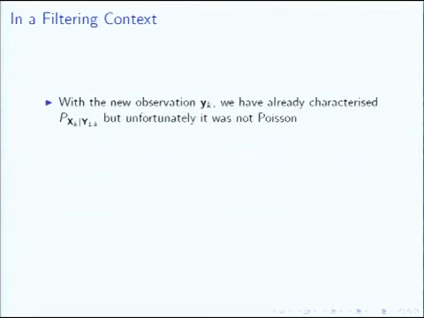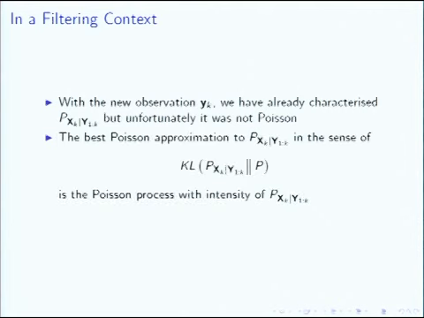Things fall apart a bit when you actually go to the update step. With the new observation yk, we've already characterized what the posterior distribution is. That was given by the result before, and we saw it is a superposition of two independent point processes. Unfortunately, it's not Poisson, which means that characterizing the posterior distribution by just keeping the intensity of the point process is going to break down. So this is an idea Mahler had: why don't we just do a best Poisson approximation to the posterior and keep that.